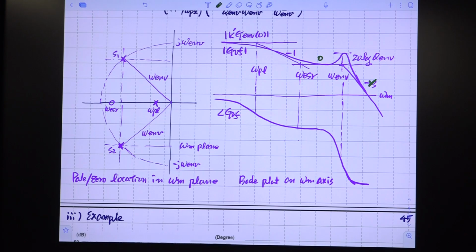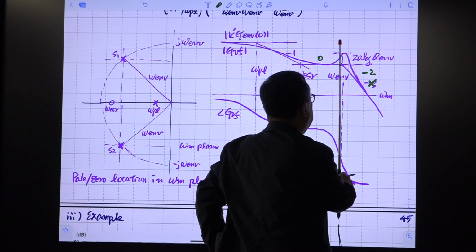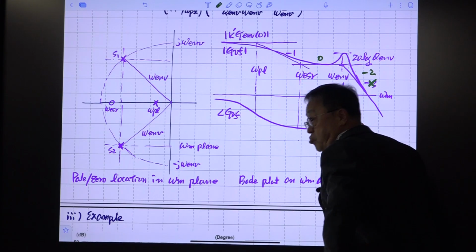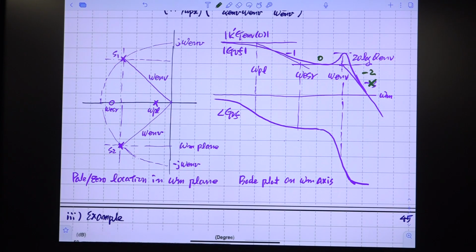Okay, this should be -2, not -1, and then you have -3. You have a double pole at this omega EMB. So zero is reduced to -2. -2 means a -40 dB per decade slope. Right? So this is very easy.